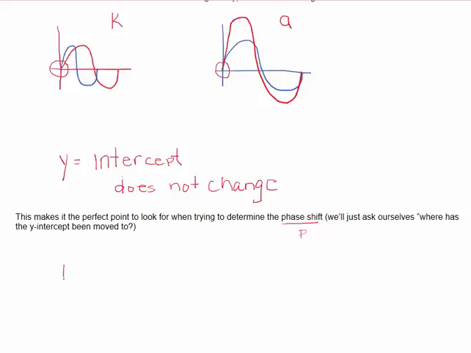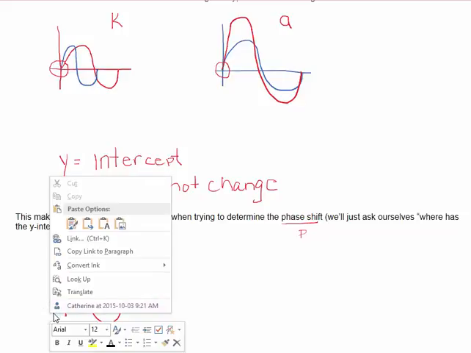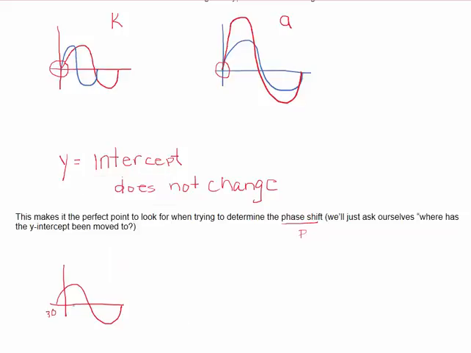So if we had a transformation graph that looked like this and finished here, this was 30 degrees, our y-intercept started at the origin for our sinusoidal graph. So if it's over here, we know we had a phase shift of 30 degrees to the left. So if we had to write this in our sinusoidal equation, we have theta plus 30.